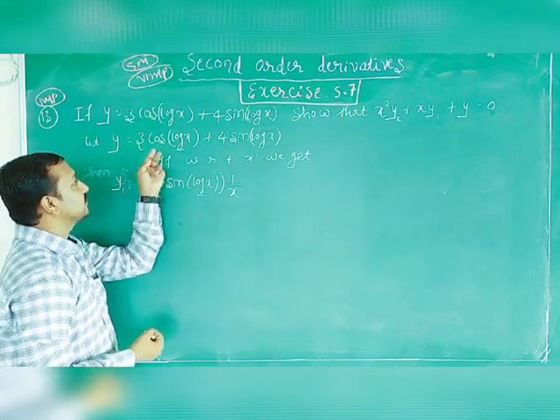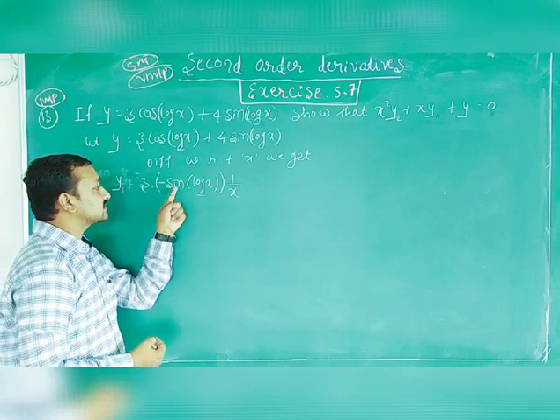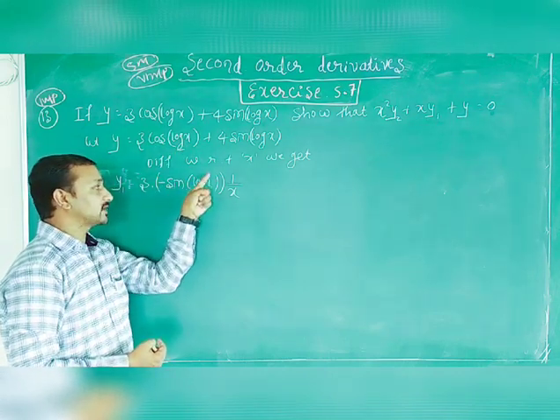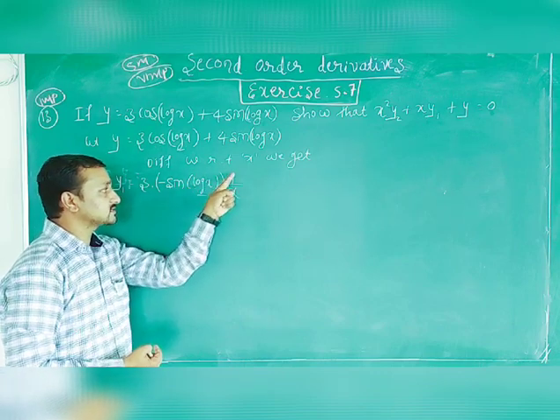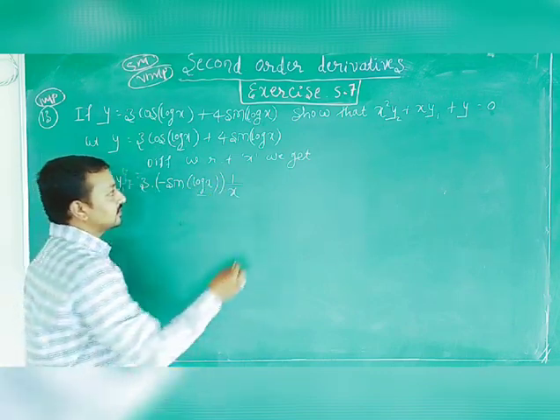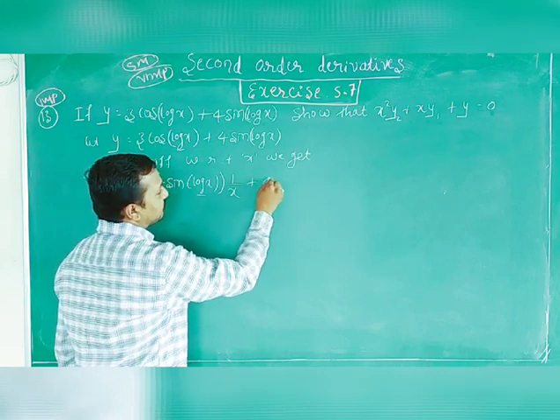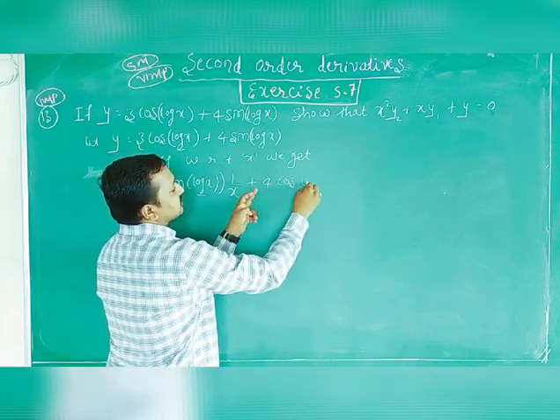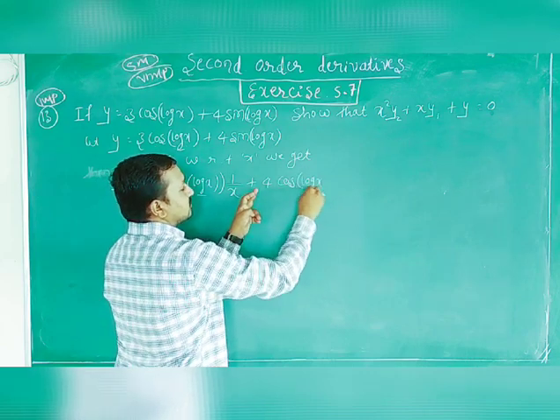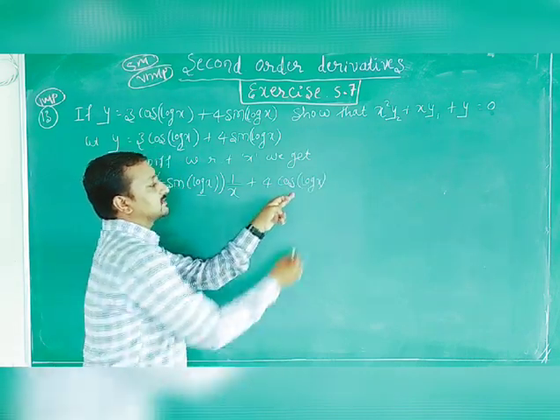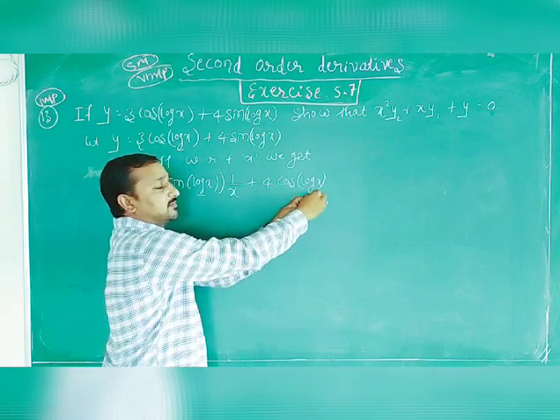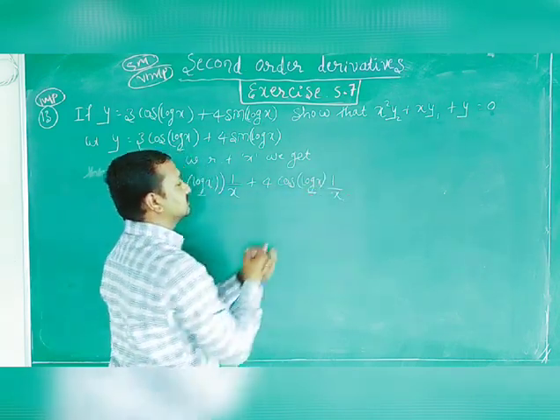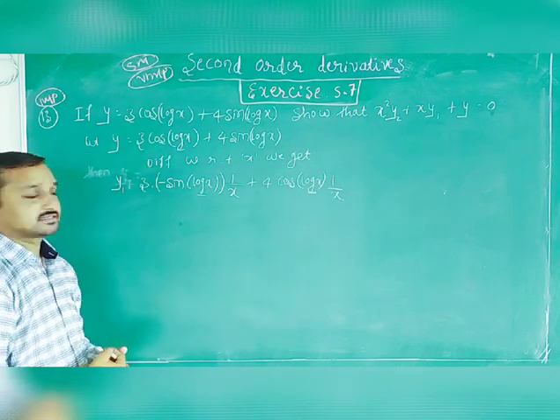Take 3 outside as common. The derivative of cos x is minus sin x, and instead of x we have log x, so again differentiate this function. The derivative of log x is 1 divided by x. Like that, take 4 as common. The derivative of sin x is cos x, so cos of log x, and again differentiating log x gives 1 divided by x. Is that clear?